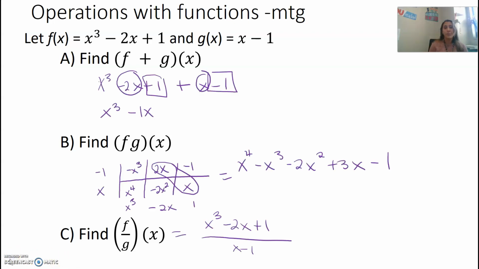Okay, so for the first one, you should have gotten x cubed minus 1x, after you combine all your like terms. And then to multiply, this is g, this is f, so you end up with x to the fourth minus x cubed minus 2x squared plus 3x minus 1. And then divide, you do this.